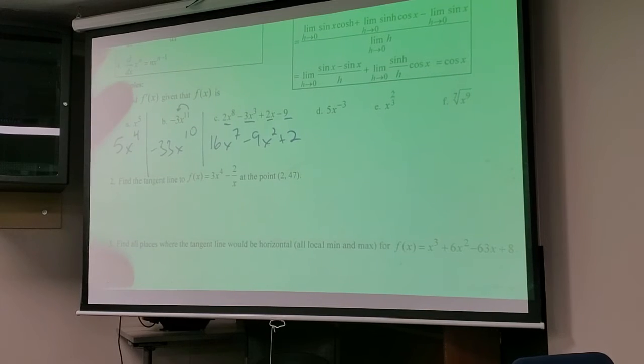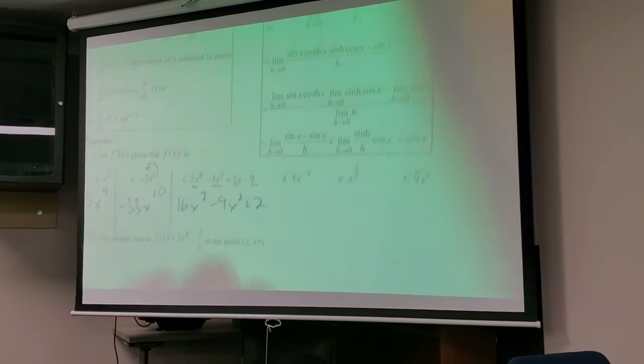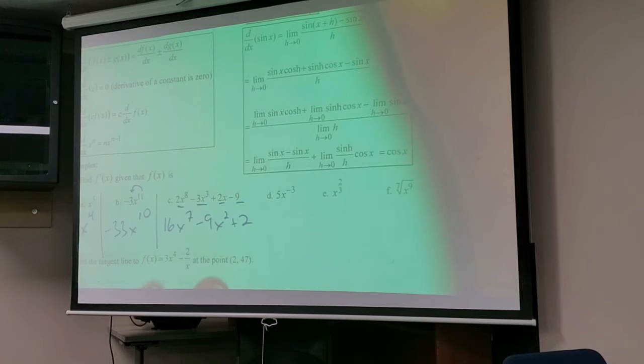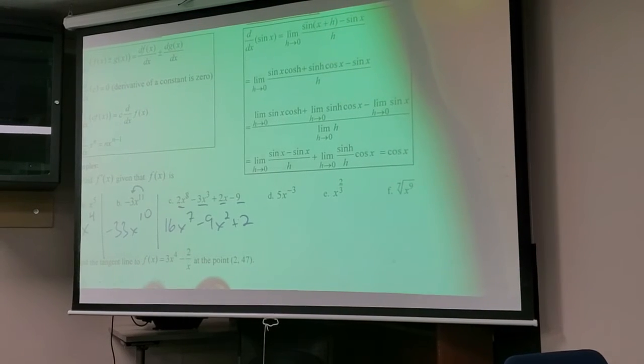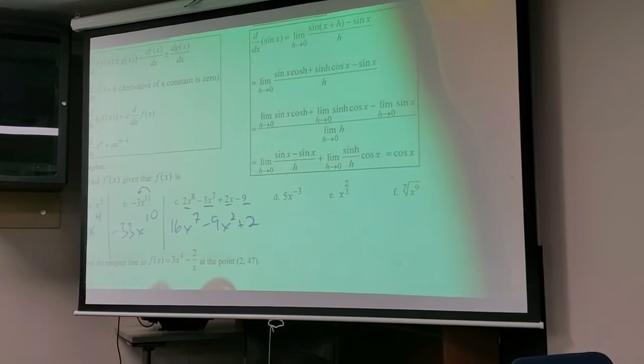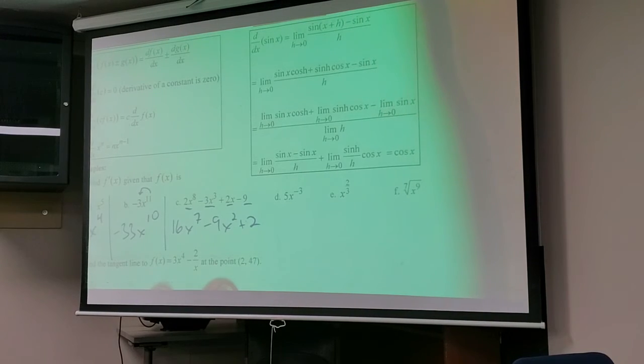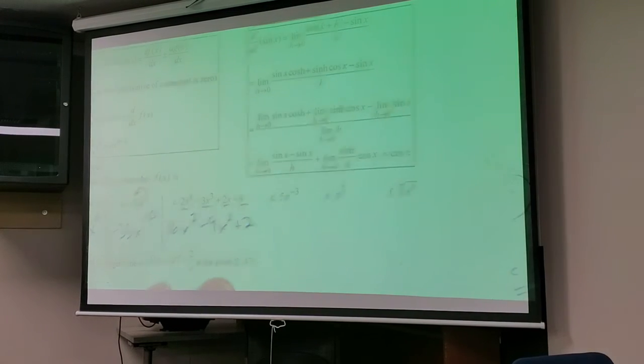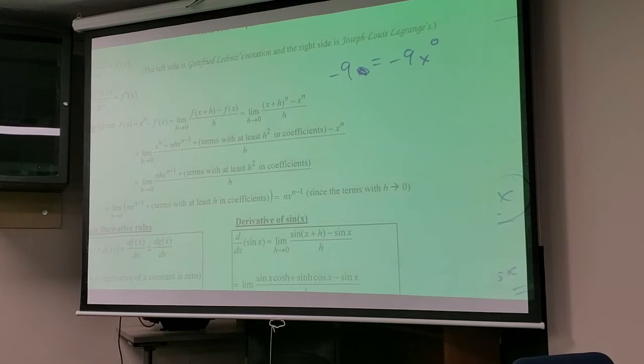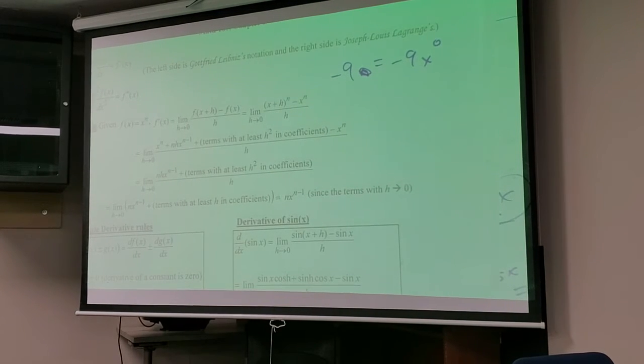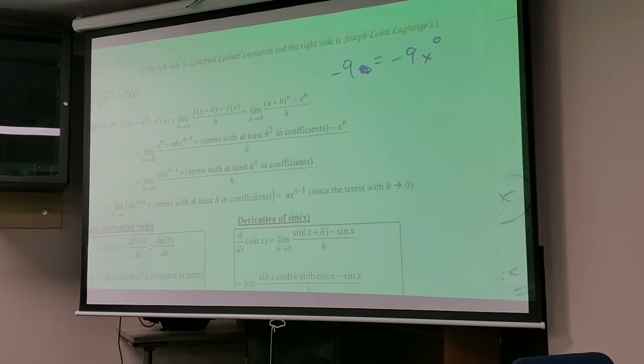Another way to look at that real quick. Couldn't I write negative 9? Isn't that the same as this? You guys agree with me? And now this kind of makes more sense as to why a 0 power makes it 1. Negative 9 means I have a negative 9 and I have no x's. That's exactly what that means.